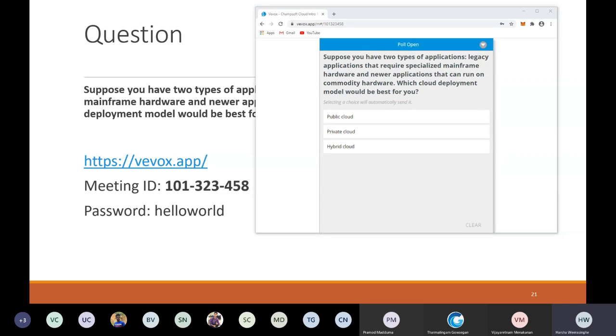This question is based on these private, public, and hybrid clouds. It's asking, suppose you have two types of applications: legacy applications that require specialized mainframe hardware and newer applications that can run on commodity hardware. Which cloud deployment model would be best for you?